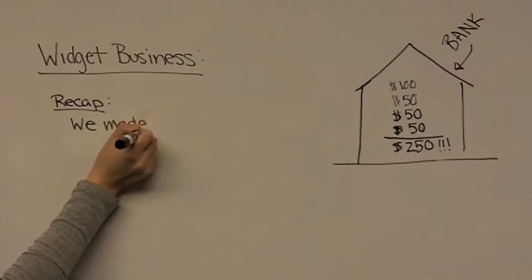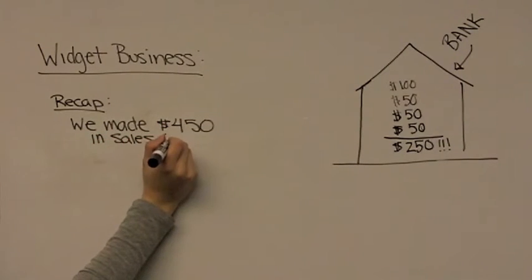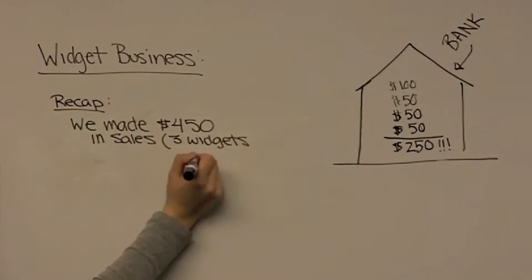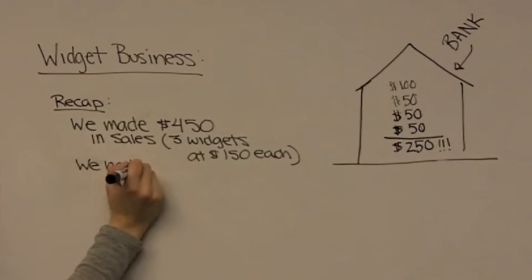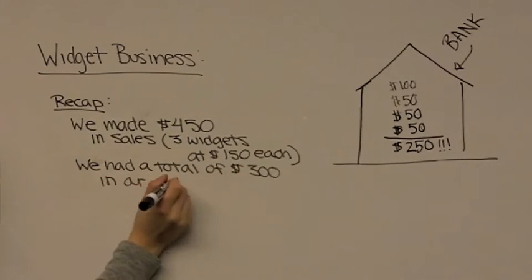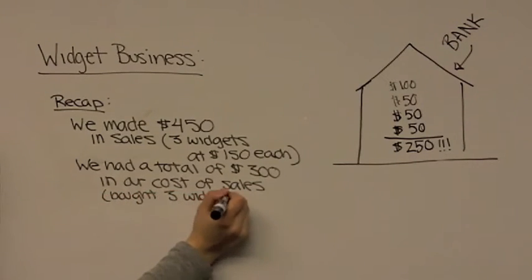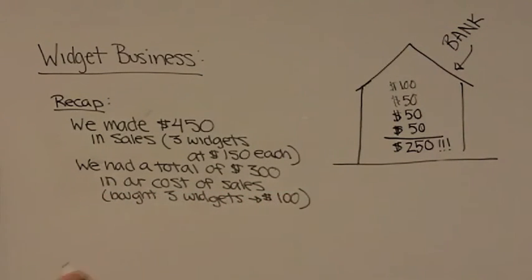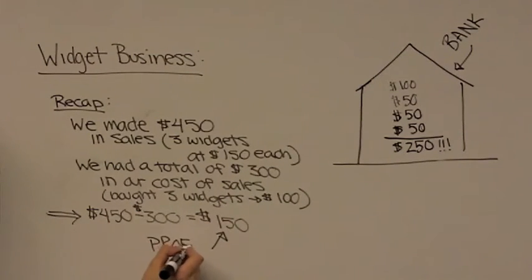So far, your widget business has made $450 in sales. You sold 3 widgets at $150 a piece. However, it cost you $300 to purchase the widgets from the widget manufacturer because you bought each widget for $100. Therefore, in the end, you have made a profit of $150. This makes sense because you started out with $100 in assets and made a profit of $150, which means that you have a total of $250 in your bank account.